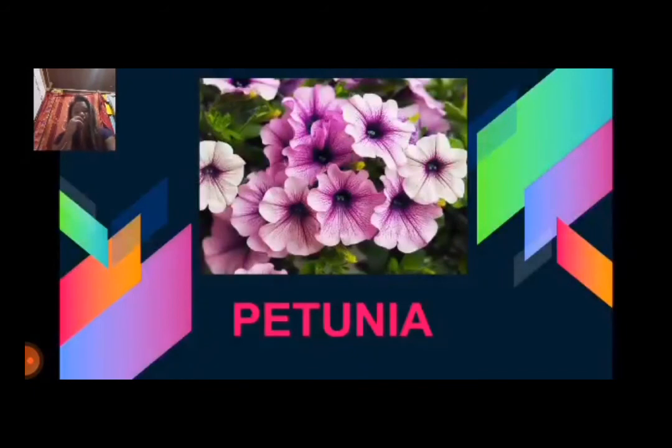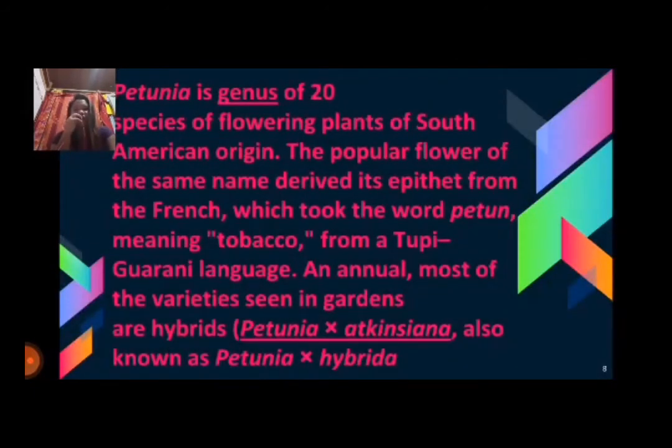So next, petunia. Petunia is a genus of 20 species of flowering plants of South American origin. The popular flower's name derives from the French, which took the word petun, meaning tobacco, from the Tupi-Guarani language. Most of the varieties seen in gardens are hybrids, Petunia times atkinsiana, also known as Petunia times hybrida.